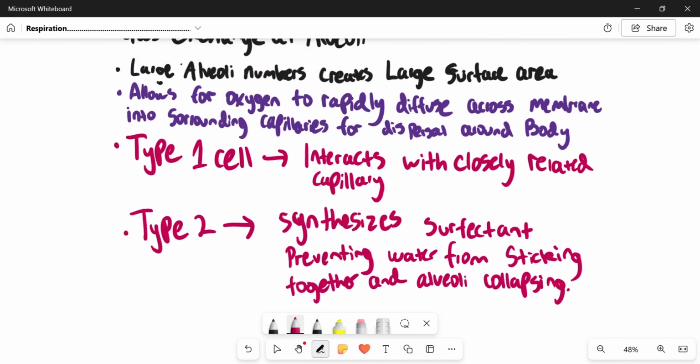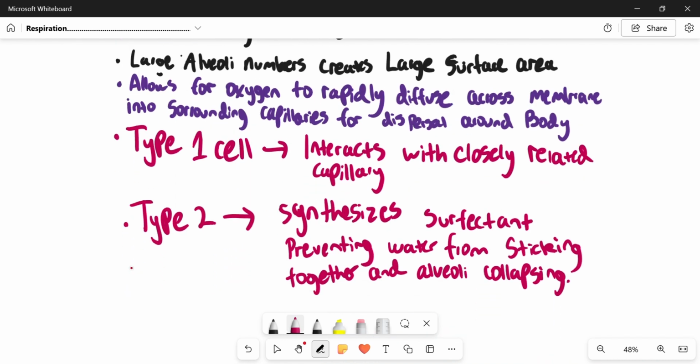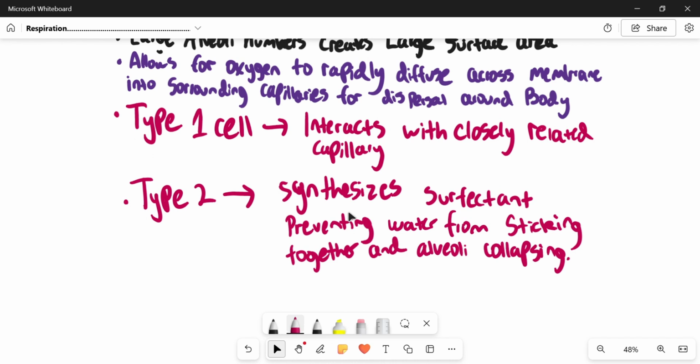So, gas exchange at the alveoli. The large alveolar numbers create a large surface area. This allows for oxygen to rapidly diffuse across the membrane into surrounding capillaries for dispersal across the body. There are two types of alveolar cells: the type 1 cell, which interacts with its closely related capillary to facilitate that dispersal of oxygen, and type 2 alveolar cells, which synthesize surfactant, which lowers the surface tension of the alveoli and prevents water from sticking together, preventing alveoli from collapsing.